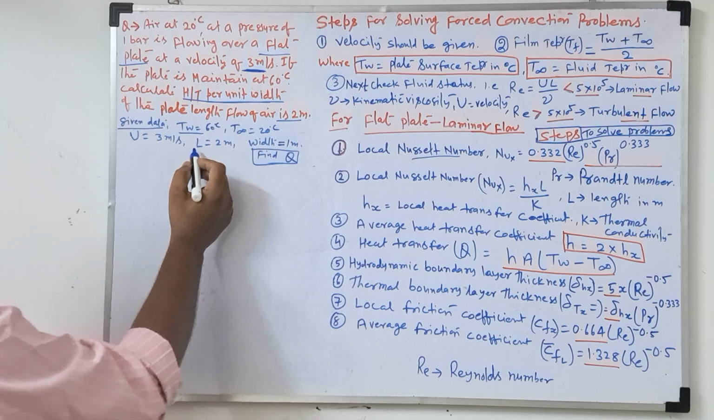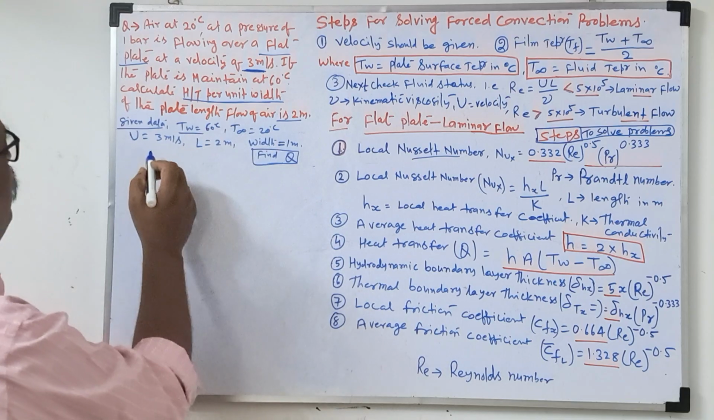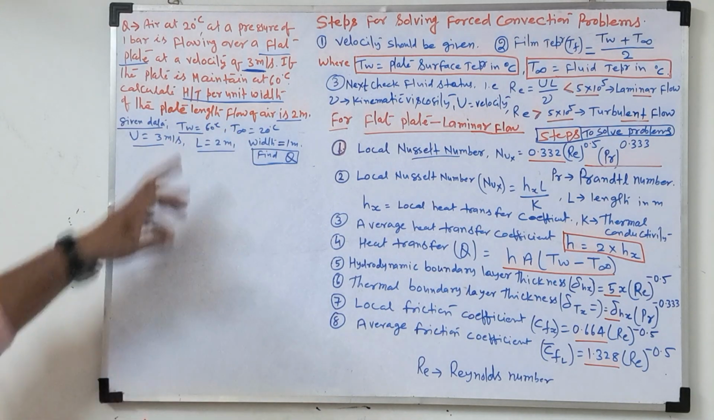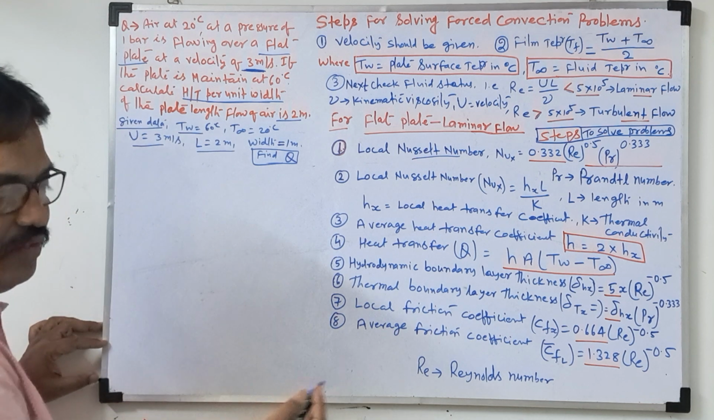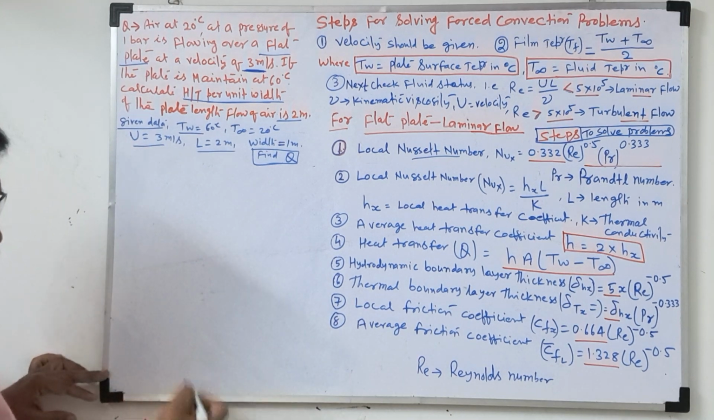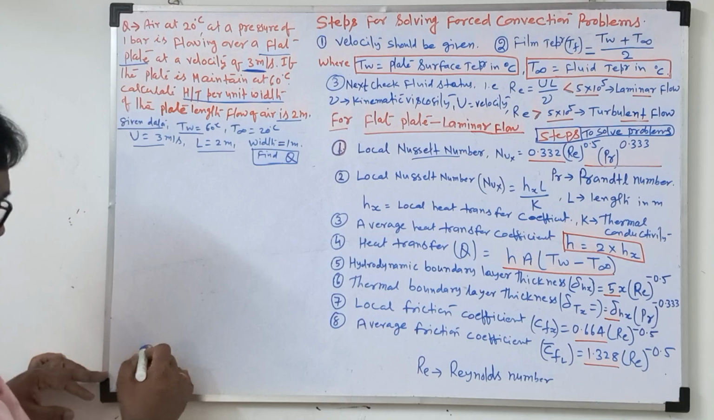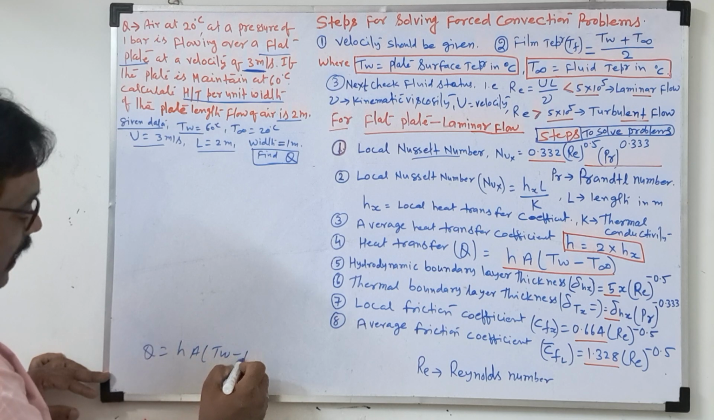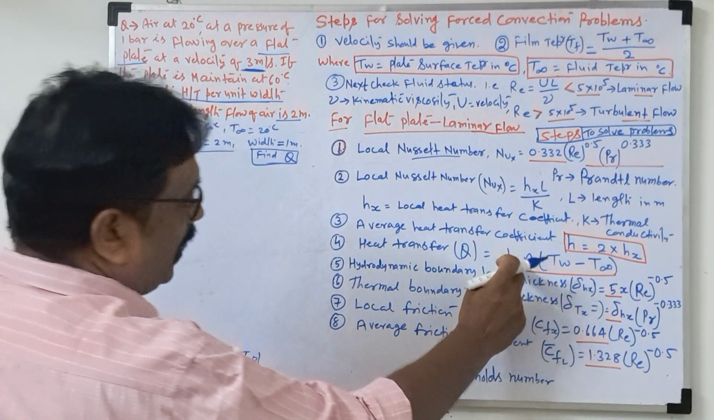Surface temperature, this is plate surface temperature, fluid temperature, velocity, length are given. So this way we have to find Q. Look here, just the steps. I am coming from where I have to reach first: Q is equal to hA (Tw minus T infinity). This we have to reach.